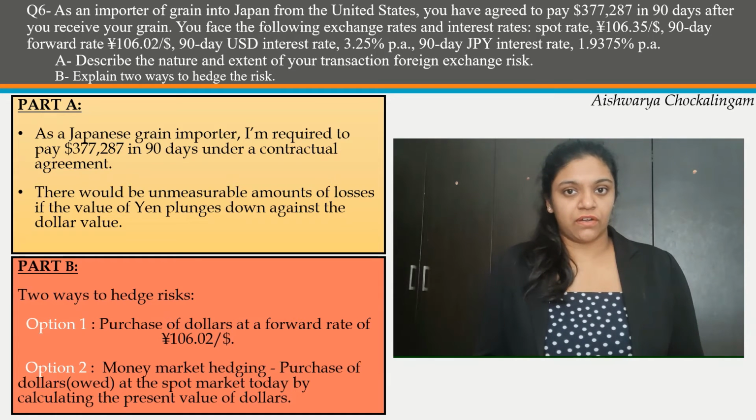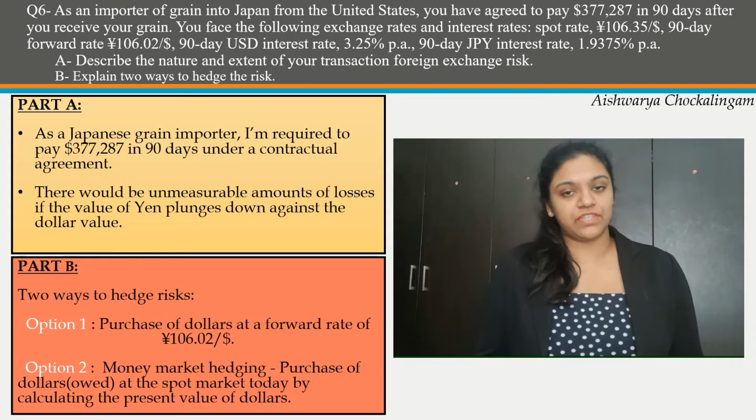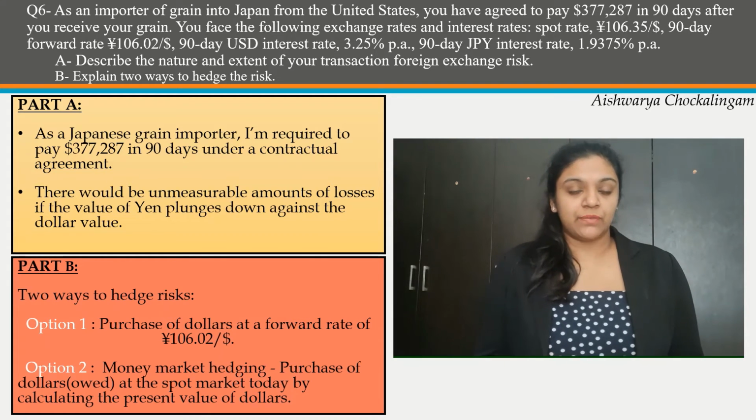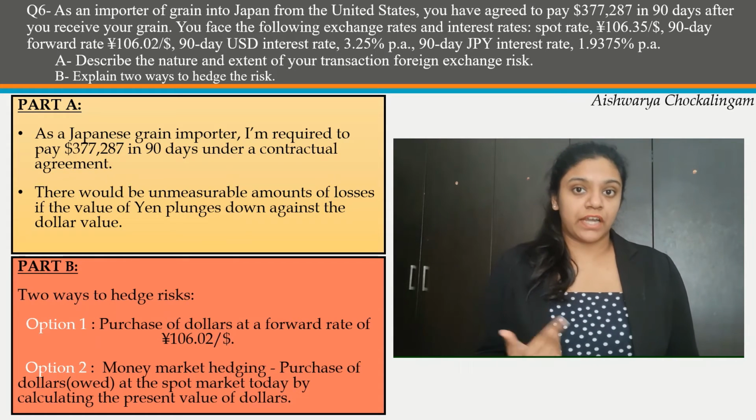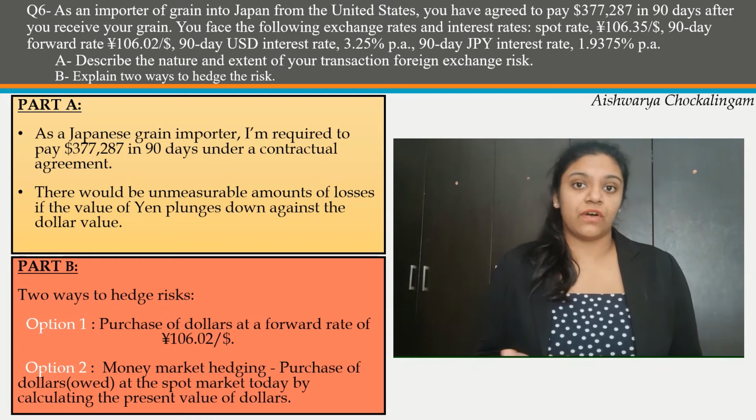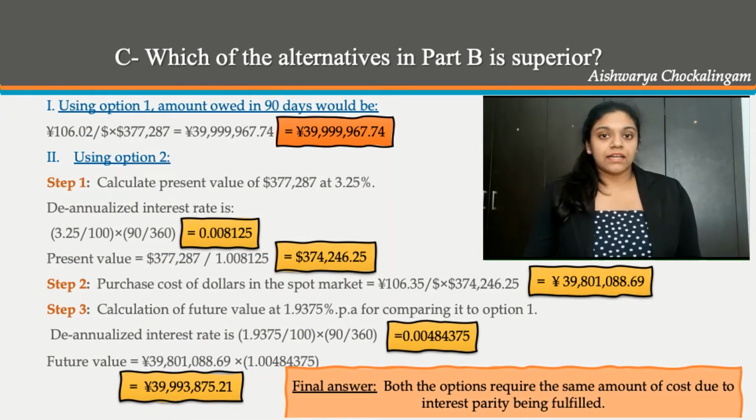So according to part B, there are two ways to hedge the risk. One is to purchase the dollars at a forward rate of $1 being valued at 106.02 Japanese yen. Or the other option would be to do money market hedging, which would mean that I would purchase the dollars I'm required to pay at the spot market today by calculating the present value of the dollars. So in part C, we are required to compare option 1 and option 2.